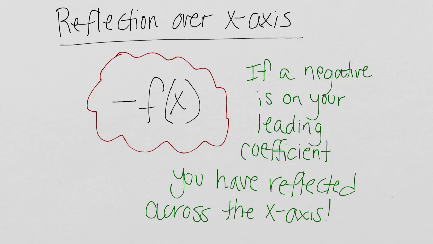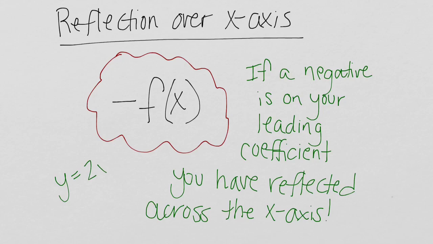And basically it just means there's a negative in front of your y, since f of x is y. So we're basically taking the y value in our function and we are making it negative. We're switching the signs basically. So if a negative is on your leading coefficient, you have reflected across your x-axis. So here's what that looks like just in brief.